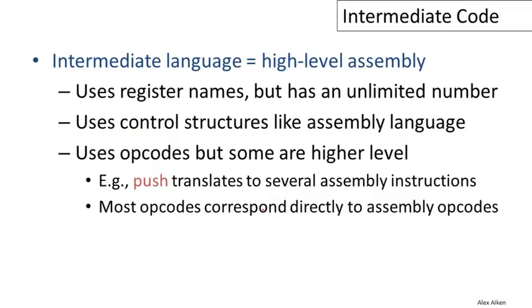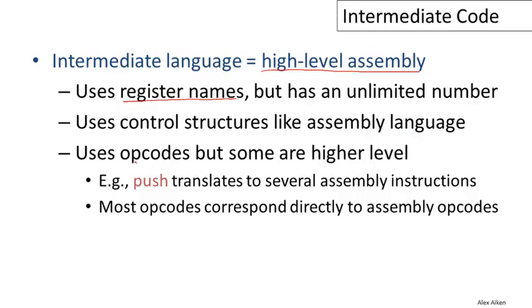The kind of intermediate language we're going to look at is going to be a high-level assembly. And so, as I suggested on the previous slide, this language is going to use register names, but it will have an unlimited number, so we can use any number of registers that we like. We're not bound to 32 or 64 registers. The control structures will look a lot like assembly language. In particular, there will be explicit jumps and labels on instructions.